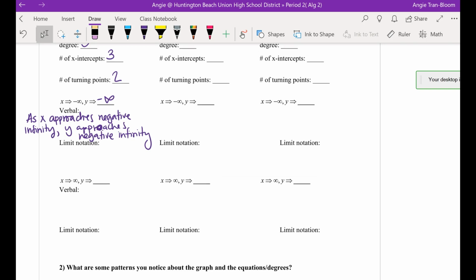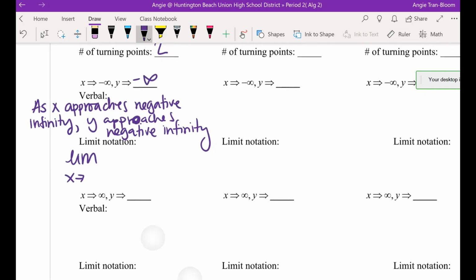Next, limit notation. The limit as x approaches what? Negative infinity of this function, whatever this function is. In this case, we're dealing with a cubic function. What should that equal? Negative infinity. So guys, this answer, that answer, and that answer, these three things are asking exactly the same. It's just a different representation of the same question. Are we clear?